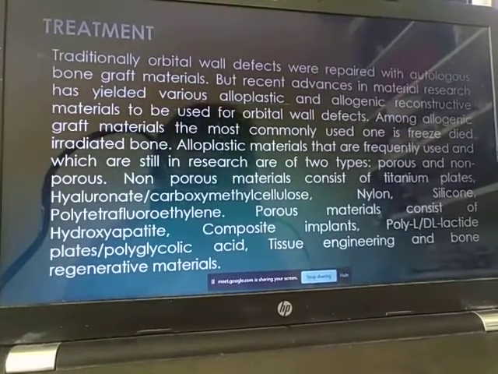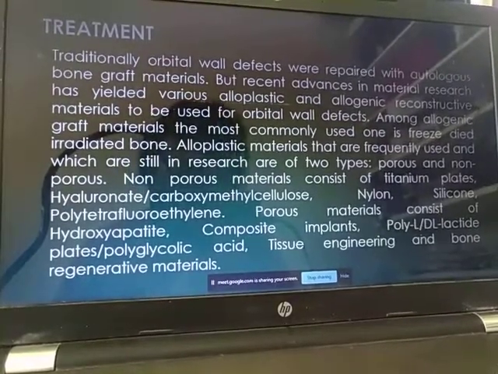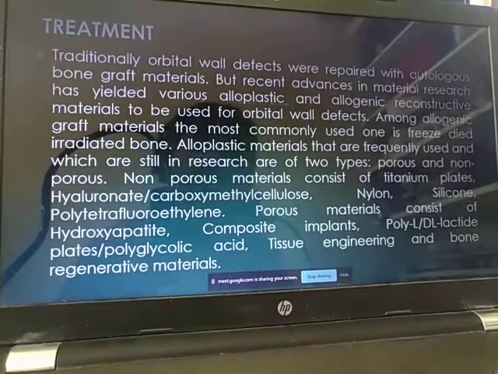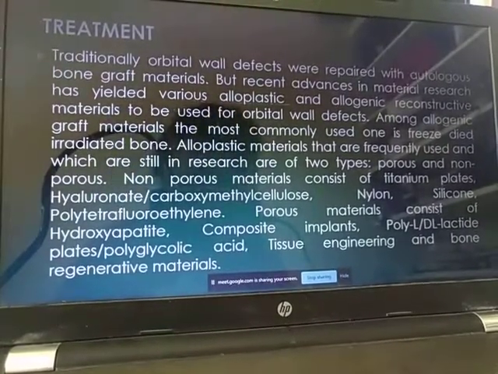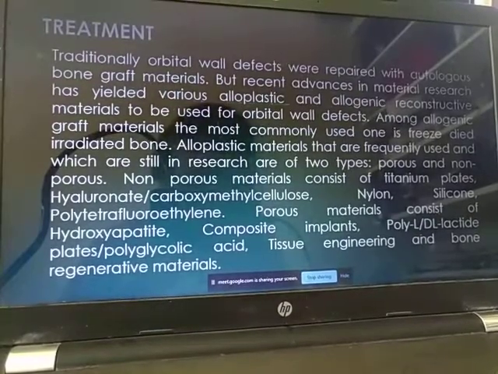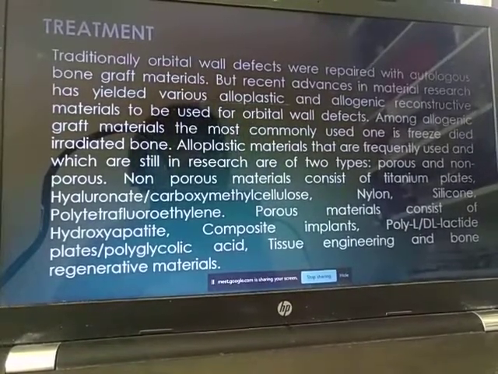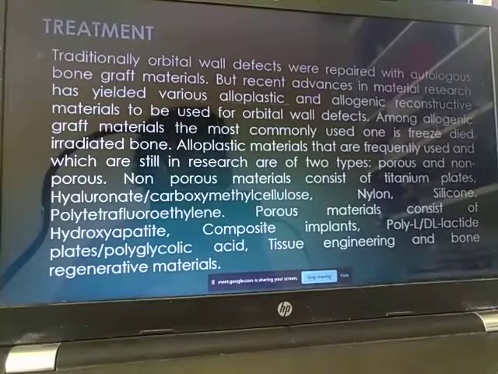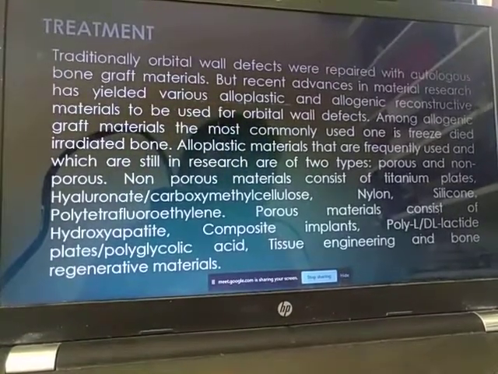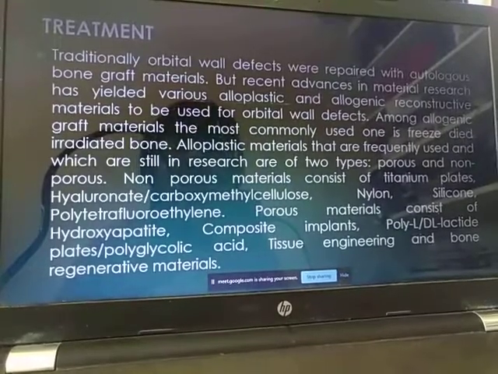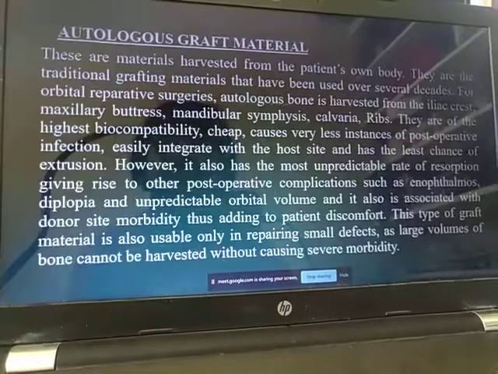The non-porous materials consist of titanium plates, hyaluronate or carboxymethyl cellulose, nylon, silicone, polytetrafluoroethylene. And porous materials consist of hydroxyapatite, composite implants, poly L or D lactide plates or polyglycolic acid plates, and also tissue engineering and bone regenerative materials.